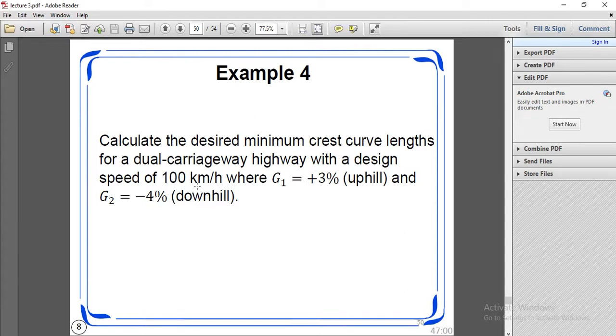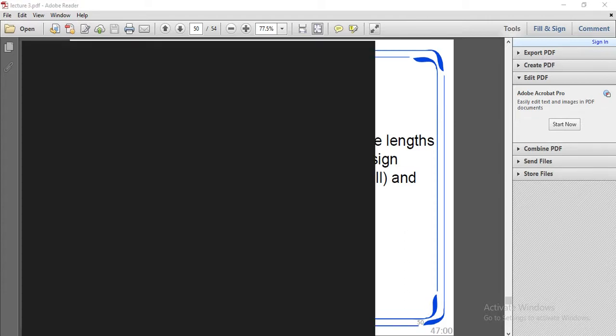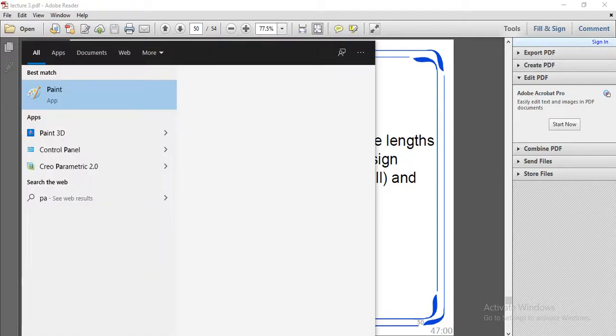Example 4. So here in this, first we will solve example 4.